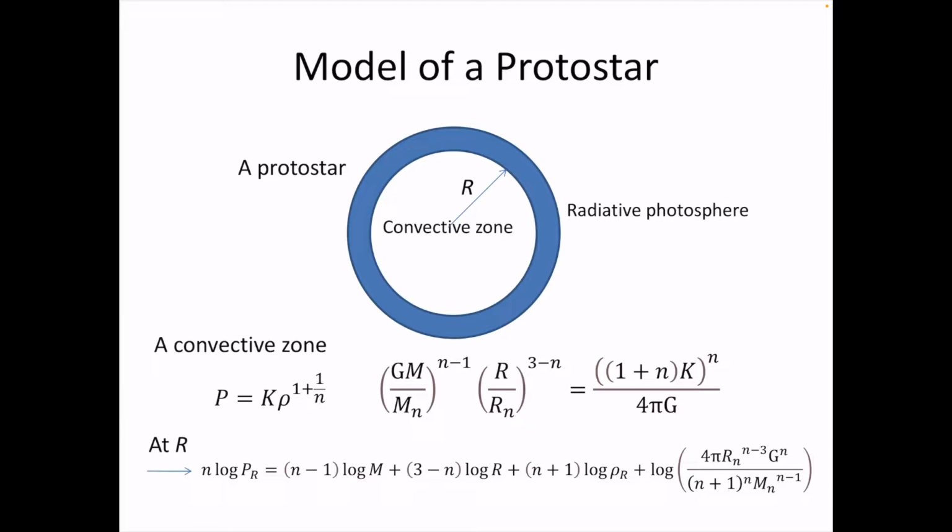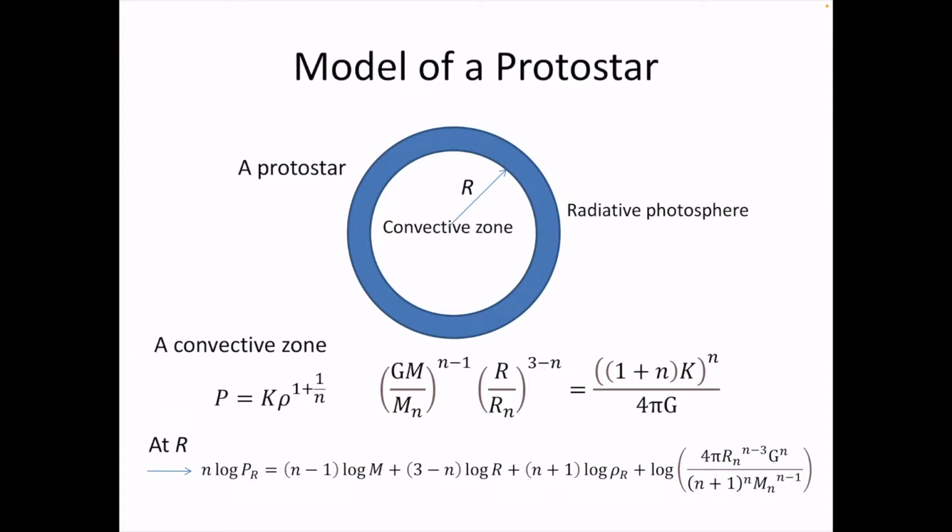A protostar consists of two regions: the inner convective zone and the outer radiative photosphere. The boundary between the two regions is defined because the interior of a protostar becomes opaque. Opacity becomes larger, and then we can define the surface of a star. We cannot look at the very inner regions of a star. Actually, the inner region is a convective zone.